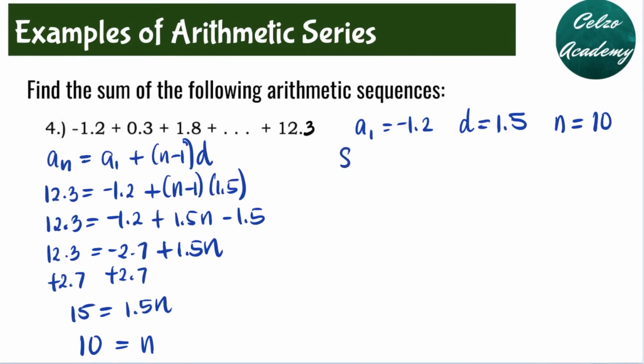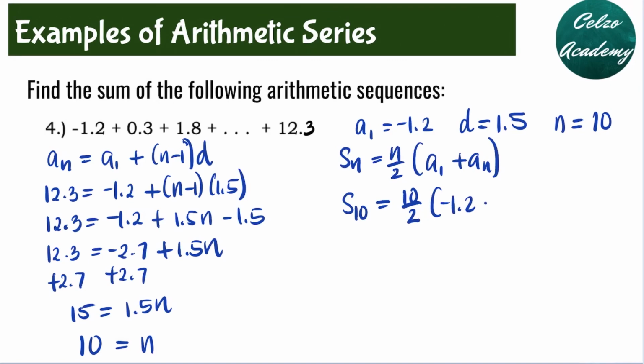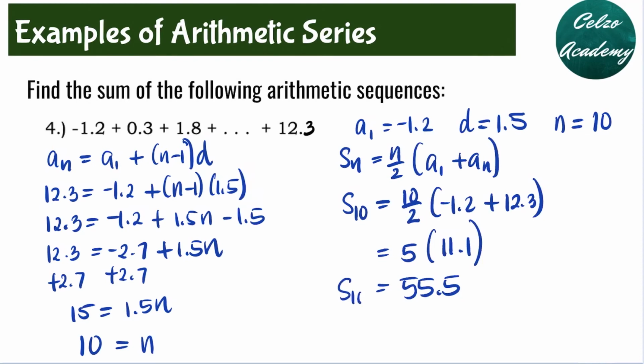So now let's find the sum using s sub n is equal to n over 2 times a sub 1 plus a sub n. We have 10 terms, so we're solving for s sub 10. We have 10 over 2, a sub 1 is negative 1.2, and a sub n is 12.3. Simplifying this, 10 divided by 2 is 5. Negative 1.2 plus 12.3 is 11.1. Multiplying 5 and 11.1, this is 55.5. So the sum of the 10 terms is 55.5.